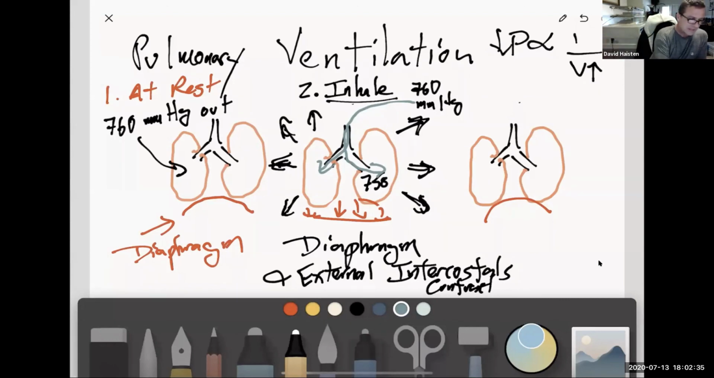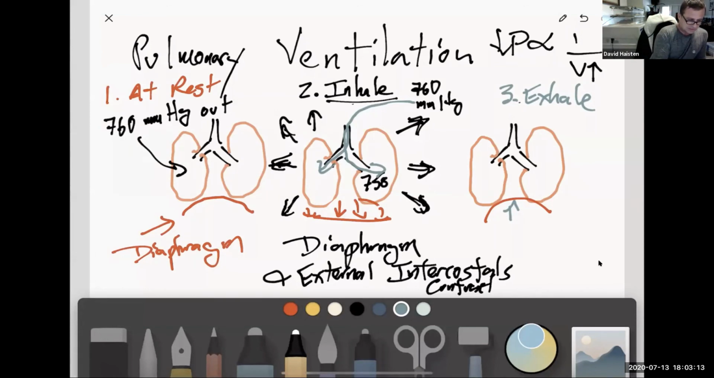Now, exhale. Here's what happens. Your diaphragm relaxes, which means it goes back to convex, curved upward. Your external intercostals relax, which means your rib cage goes back to normal. So your thoracic cavity volume decreases, which decreases the volume of your lungs. Now, the volume of your lungs, they expanded and filled with air, and then they get small again.